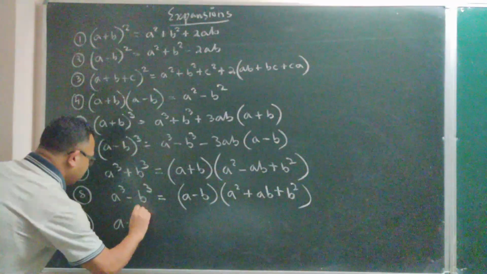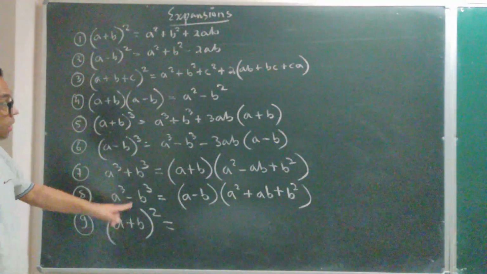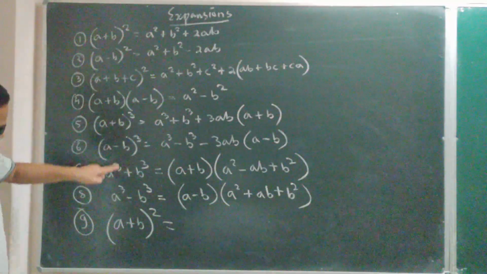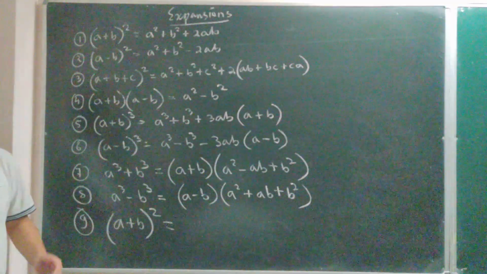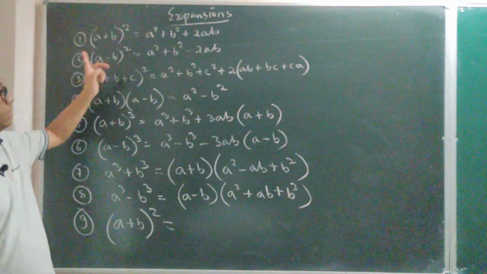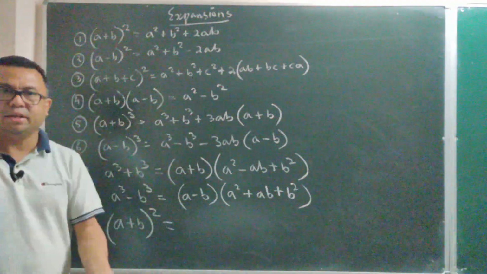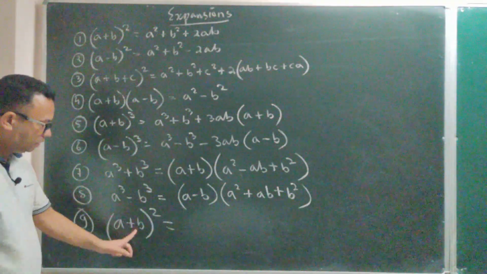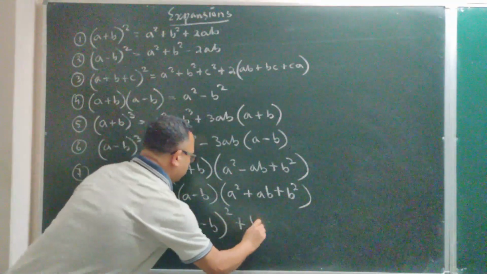a plus b whole square is equal to, now you may say, sir, a plus b whole square, we have already learned it there, number 1. So a plus b, here also I am writing a plus b, but this formula number 9 is used to connect a plus b with a minus b. Now I am going to give you a relationship between a plus b whole square and a minus b whole square. So you can say a plus b whole square is a minus b whole square plus 4ab.